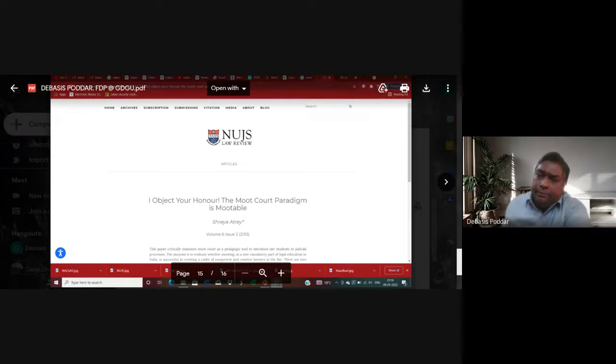Say, for example, in the habeas corpus judgment, ADM Jabalpur versus Shivakanta Shukla, there Justice Khanna's opinion was a minority opinion, so that was a dissenting opinion. So within the same judgment, within the corpus of the same judgment, there are subversions. That is, dissenting opinions are subversions.